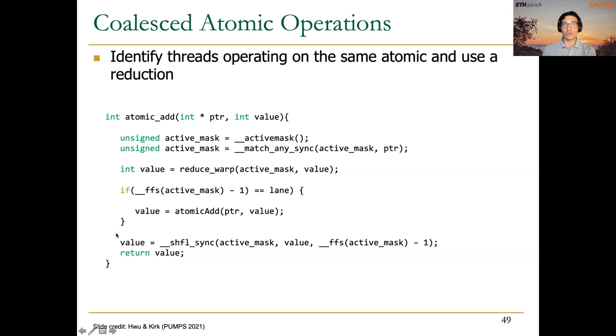And then we use this match any sync to create a mask for all threads that need to update the same element, either in shared memory or in global memory. So we create a mask here that we are going to use later. Where? Exactly here. We call another function that is reduce warp. Maybe we could directly use the native reduce function that already exists since Ampere. So we call reduce warp with the mask of those threads that have the same pointer to update, and each of these threads contributes its own value.